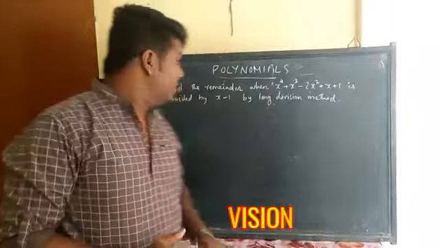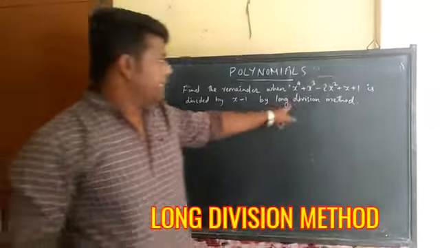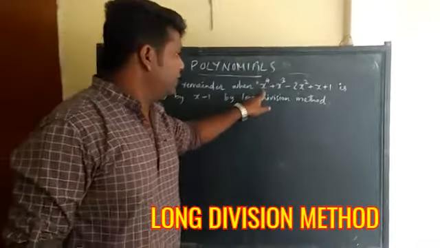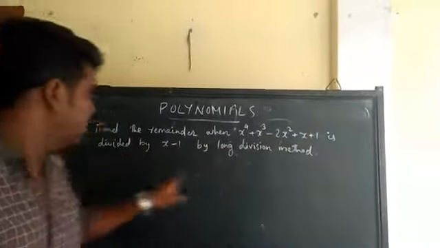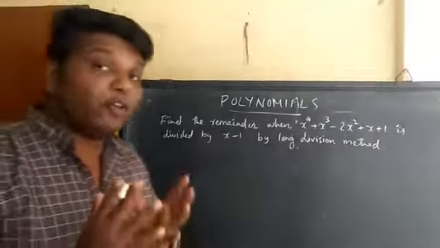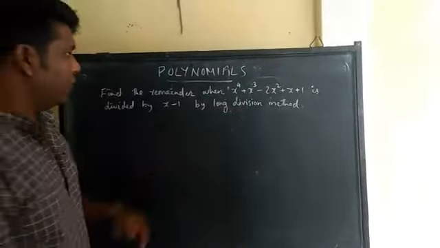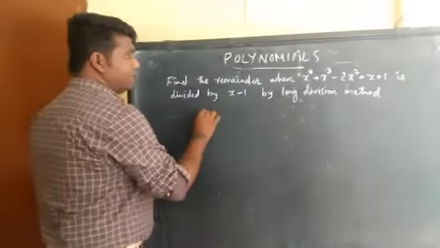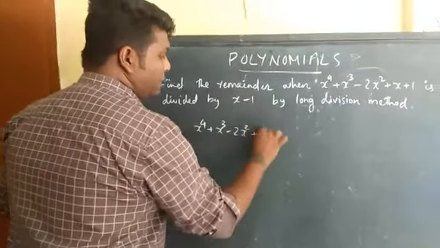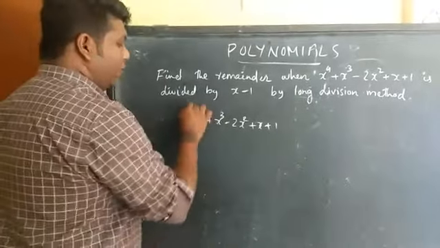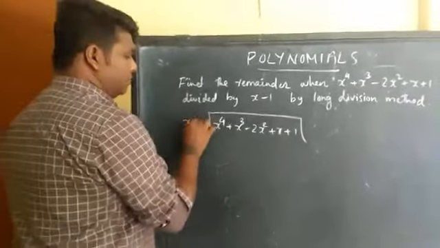Okay. How to find the remainder of a given polynomial when it is divided by another polynomial. Here p of x is given, a polynomial in x: x raised to 4 plus x cube minus 2x square plus x plus 1. When this is divided by x minus 1, what will be the remainder? And you have to do this in long division method. So let us find it. Here it is, x raised to 4 plus x cube minus 2x square plus x plus 1, and you are dividing this polynomial by x minus 1.